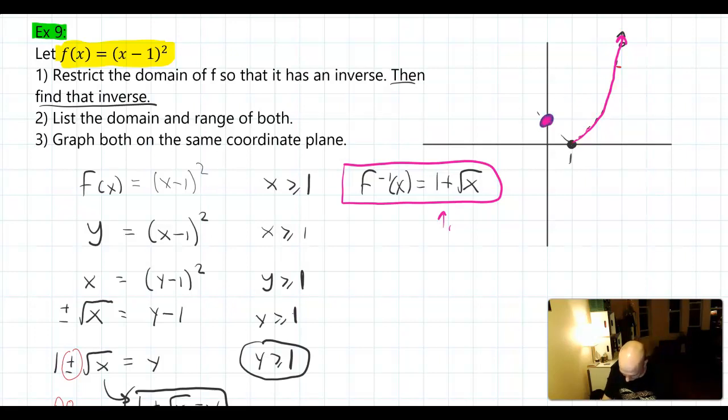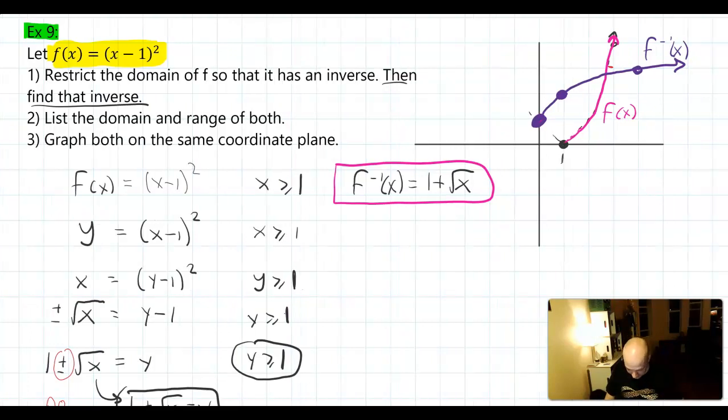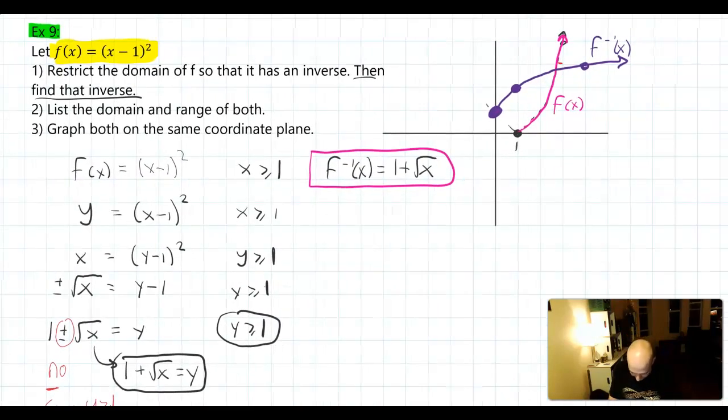Actually, let's do this in a new color. Do that in purple. There we go. Over 4 and up 2. So here's f inverse of x. Here's f of x, at least for those specific domain restrictions. And we can list the domain and range of both.